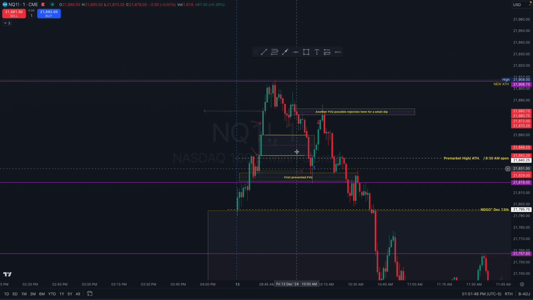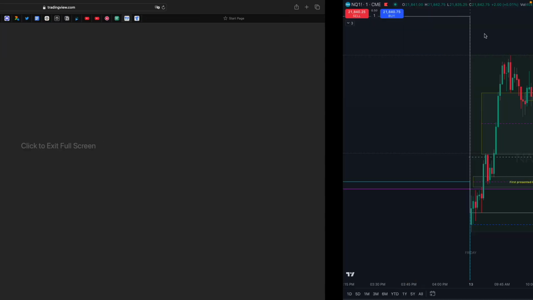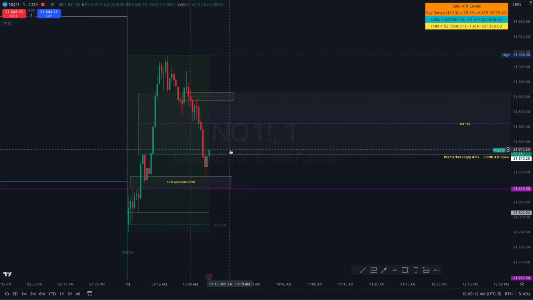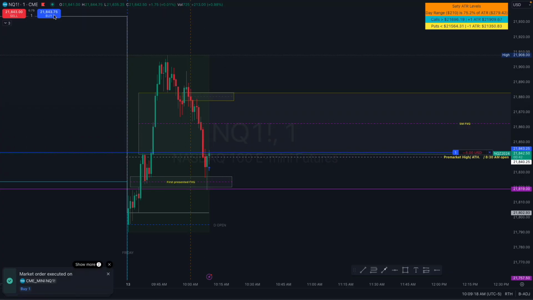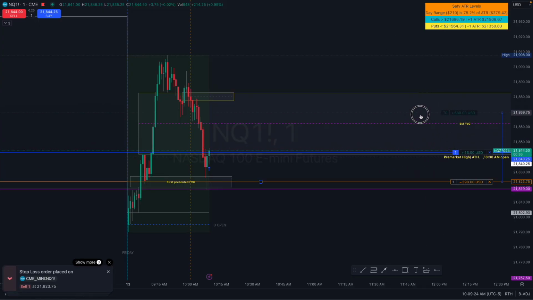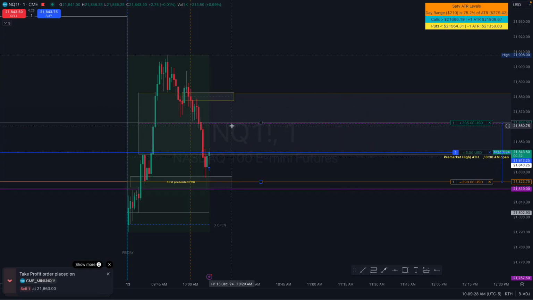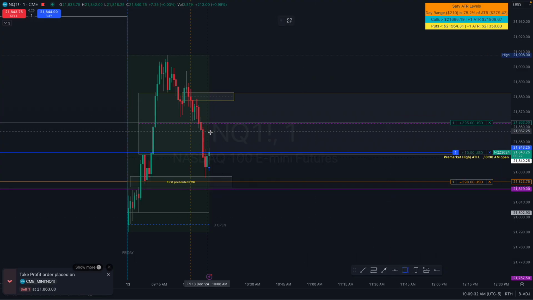Now let's get into today's trading session. Alright, so this is the live execution and trade I took this morning in the silver bullet trading session. I went long here on NQ. My stop loss was right below that midpoint, which is also the first presented fair value gap from this morning. And my take profit was 20 points from my entry.